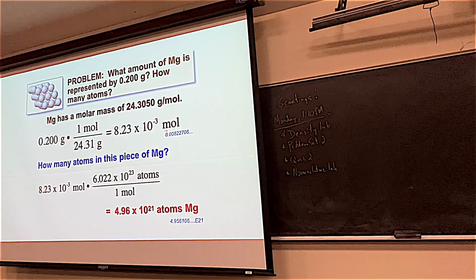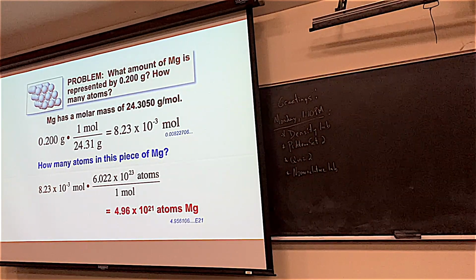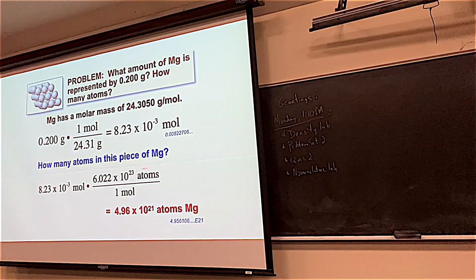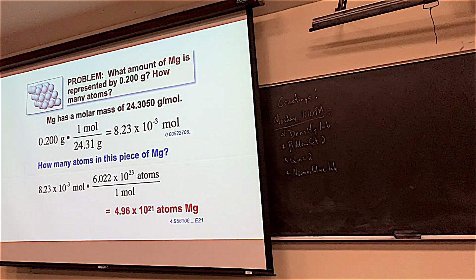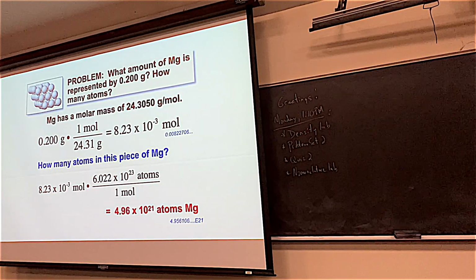So grams to moles, always the first step, using the molar mass in the periodic table. And then if it asks anything about atoms, that's when you use Avogadro's number, but you do have to start with the moles. You could do it all in one step, or you could do it stepwise like I did here. Either way is fine.